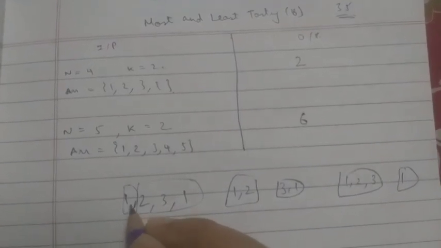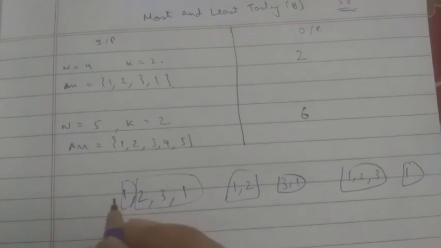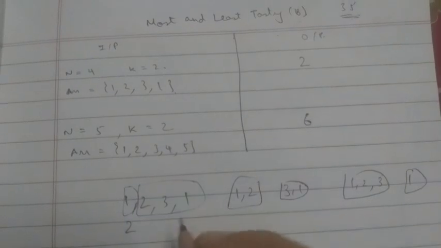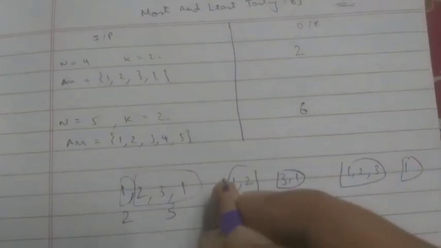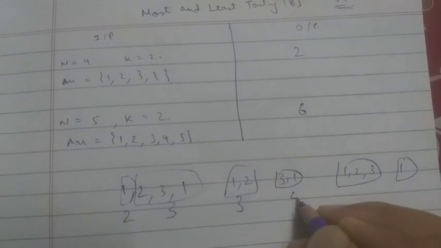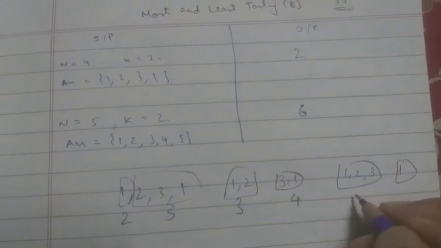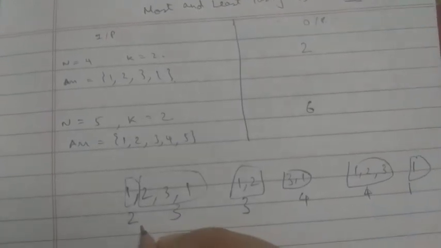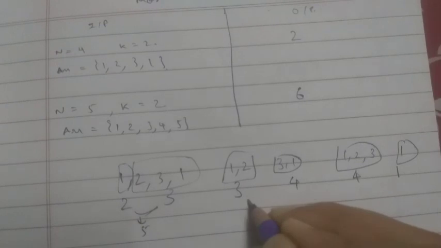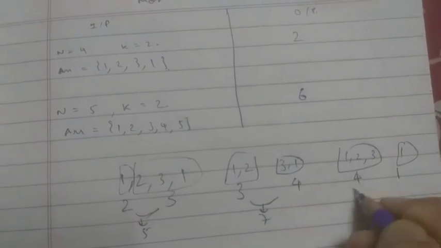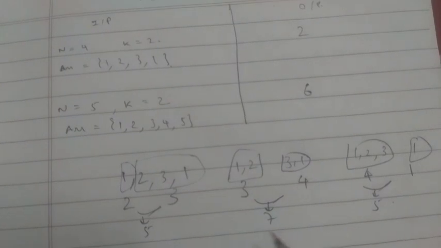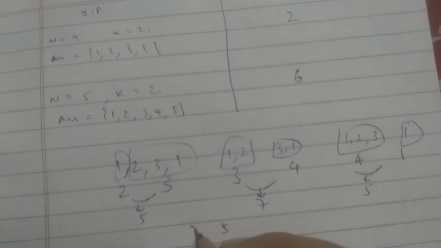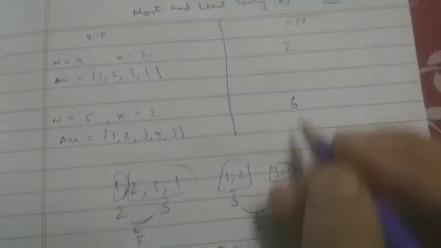In this case, the left and right elements of this partition are 1 plus 1, that is 2, and 2 plus 1, that is 3. In this one, 1 plus 2 is 3, and 3 plus 1 is 4. In this one, 1 plus 3 is 4, and 1 plus 1 is 2. So 2 plus 3 is 5, 3 plus 4 is 7, and 4 plus 2 is 6. Now what is the minimum among them? 5. And what is the maximum? 7. So 7 minus 5 is 2. So the answer is 2.